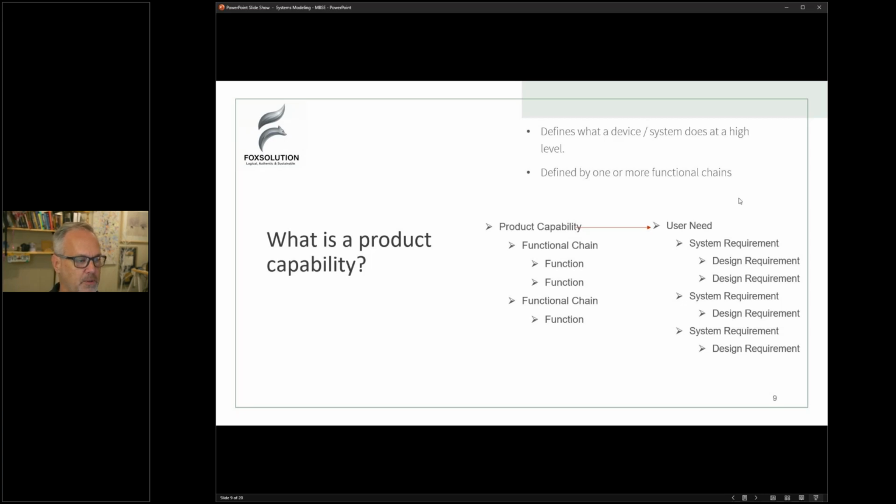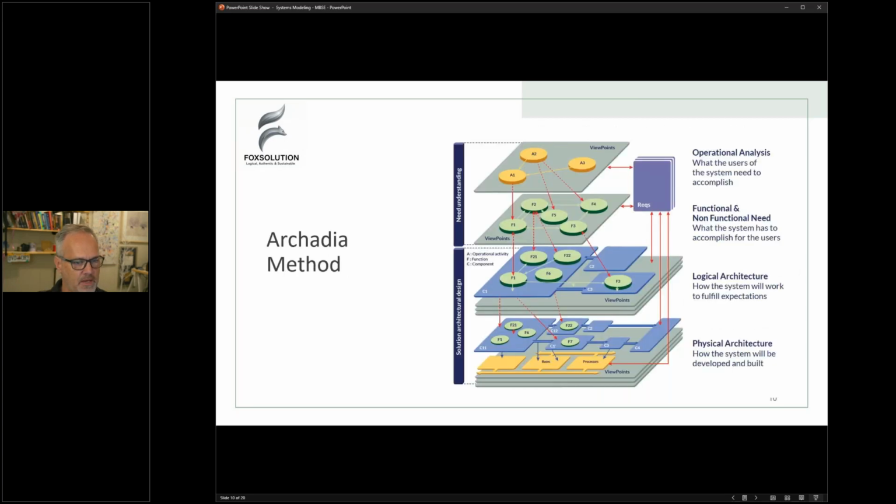When we provide traceability to the requirements, the product capability is related or linked to the user need. The functional chains are linked to the system requirements, and then individual functions, as delivered in one component of the system, are delivered with design requirements. Oftentimes there are going to be multiple outflows, and maybe you even need more than one requirement to characterize any particular outflow. So it's a one-to-many relationship between each one of these.